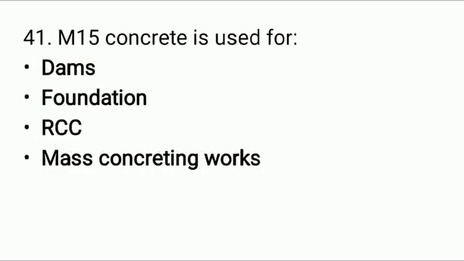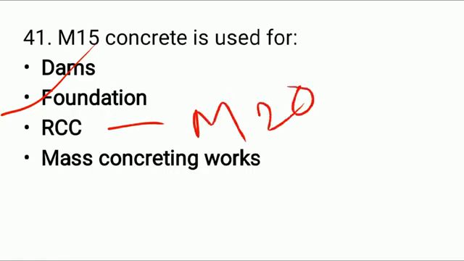Next question. M15 concrete grade is used for what? M15 grade is used for foundation. Generally, M10 and M15 grades of concrete are used for leveling course and bedding course for footings of foundation, and standard concrete of grade M20 is applicable for RCC. So RCC, that is M20, is applicable and works for slabs, beams, columns, and so on. High strength concrete is applicable for high rise buildings.